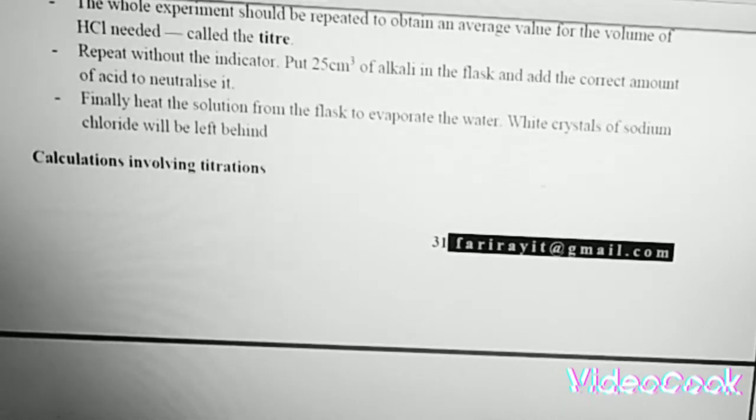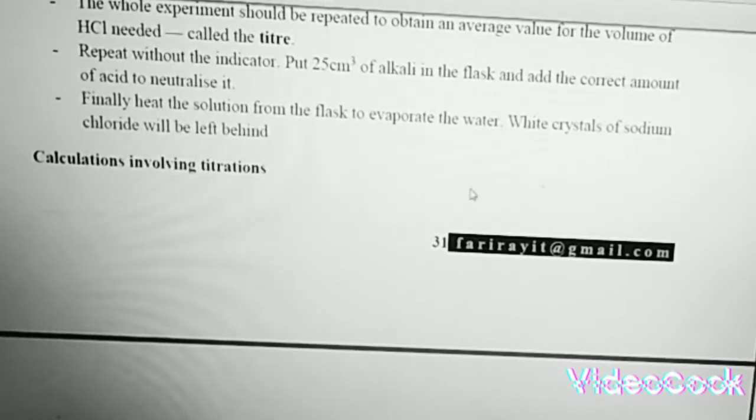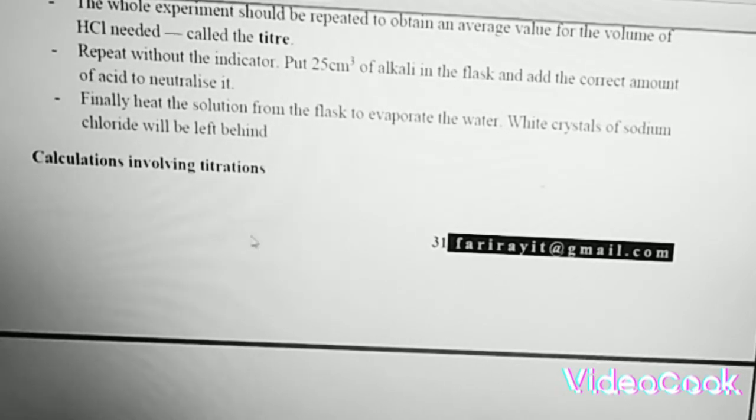So now, you must repeat without the indicator. Put 25 cubic centimeters of the sodium hydroxide in the flask and add the correct amount of acid to neutralize it, right? So now, finally heat the solution from the flask to evaporate the water. White crystals of sodium chloride will be left behind. Remember, when we react our hydrochloric acid and sodium hydroxide, what we get at the end of the day is water and sodium chloride, right?